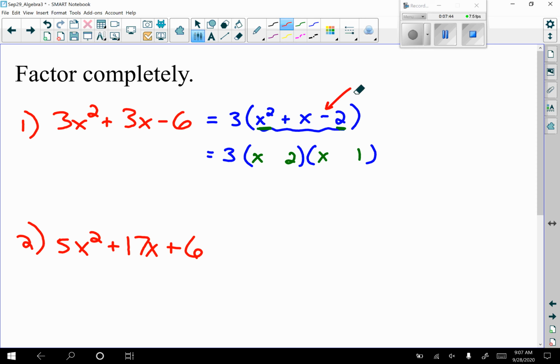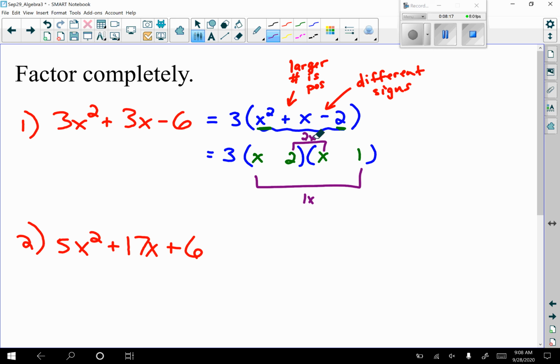Then we pay attention to the sign of this last number. If this is a minus, our signs are different, which means we want 1 plus or 1 minus. Well, here it does matter where they go. Since there's a plus sign right here, I need the larger number to be positive. So this is how I check for the larger number. I take my outside terms, because sometimes we can have different coefficients in front of the x. So this is a 1x, and up here this will give me a 2x. So that's when I check, I call them my outside and inside terms.